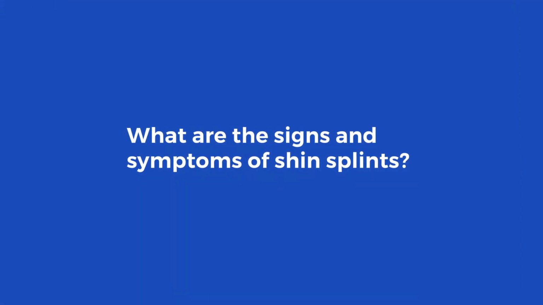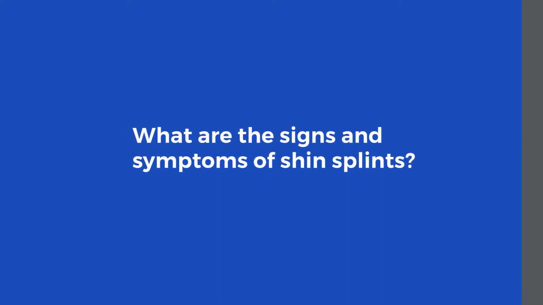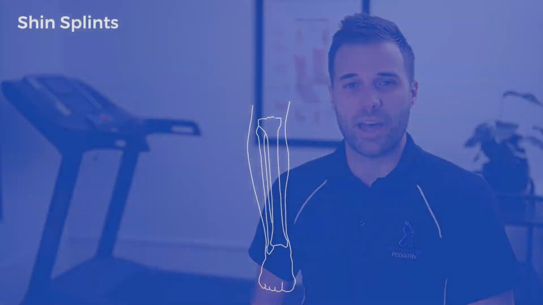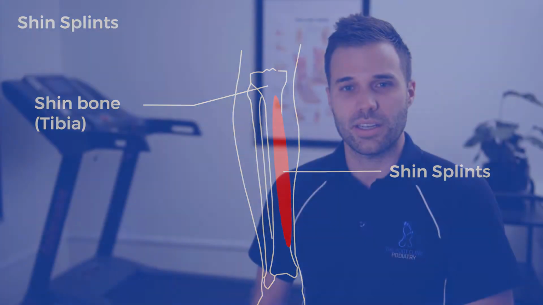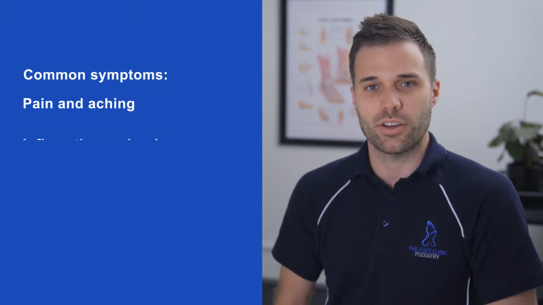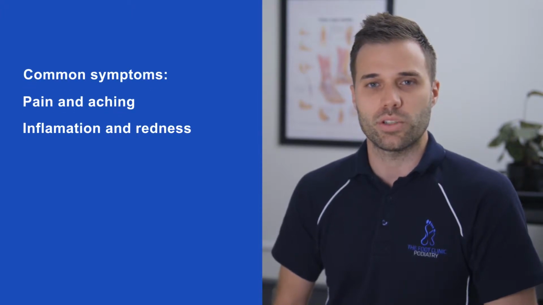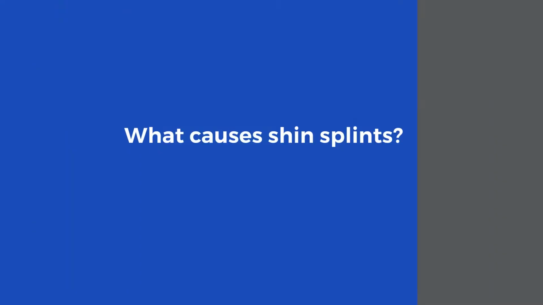Today we'll be talking about a common condition that affects people of all ages known as shin splints. Shin splints is the generic name for another condition known as medial tibial stress syndrome. The common signs and symptoms of this condition usually involve pain and aching around the inside of the shin bone, also known as the tibia. This also can be accompanied by inflammation and redness, and this pain usually occurs after exercise and also can occur during exercise.